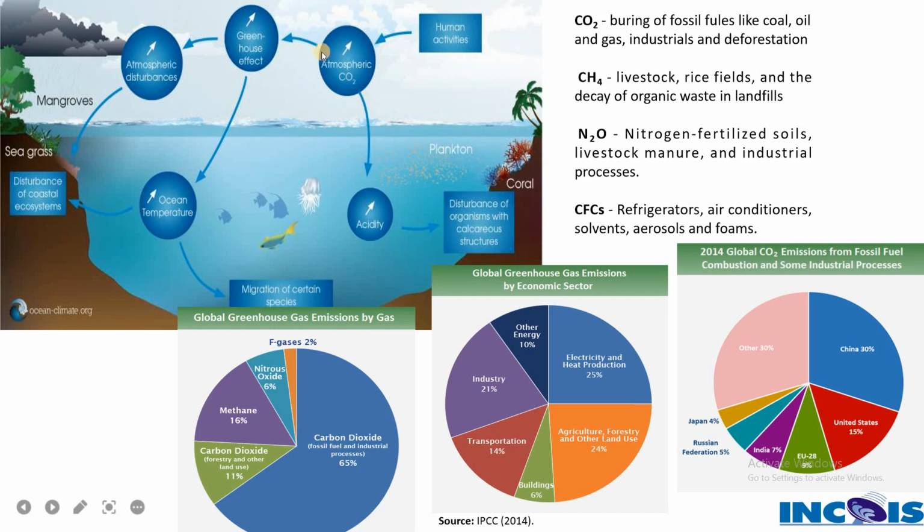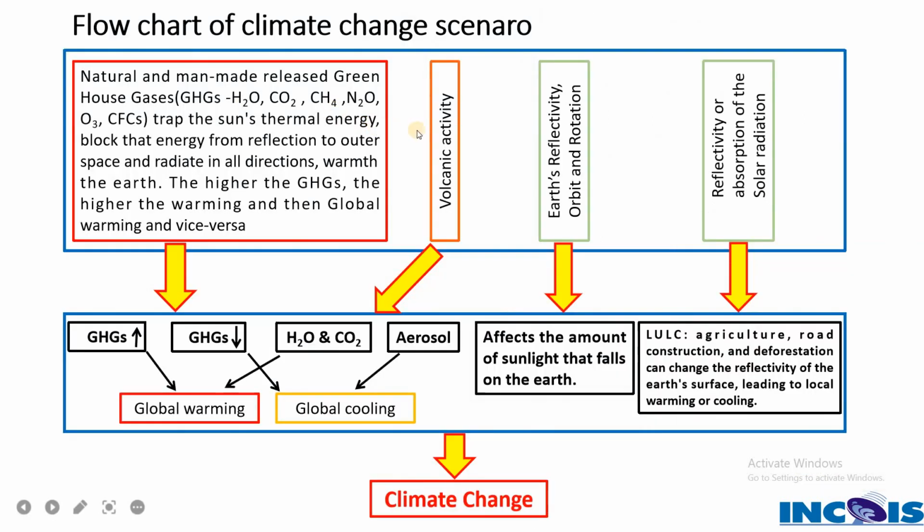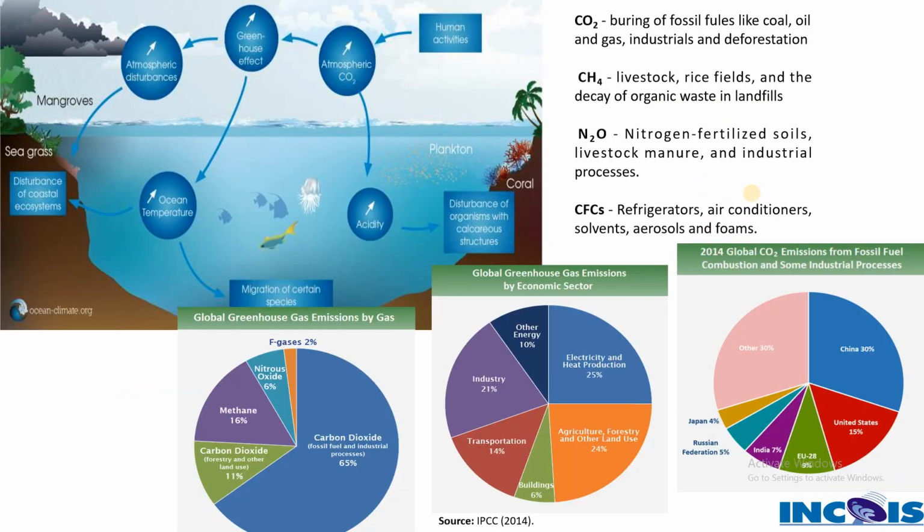If you see the major causes or drivers of climate change, one is greenhouse gases, the most among all. Of course, we have other drivers or causes of climate change: volcanic activity, Earth's reflectivity, orbit and rotation, reflectivity or absorption of solar radiation, etc. But first, we will see the major cause of climate change, that is greenhouse gas emissions.